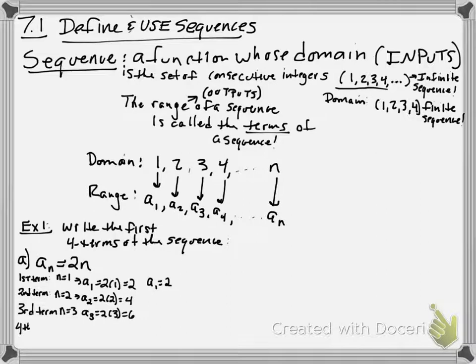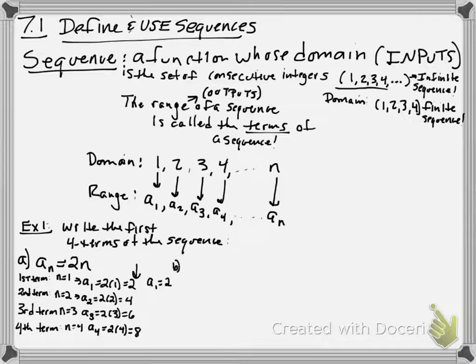And let's end with the fourth term of the sequence. That would be when n equals 4. That would be a sub 4 for the fourth term, and that would be equal to 2 times the input 4 for an output of 8. Those would be the first four terms right here, 2, 4, 6, and 8. In other words, the evens there.